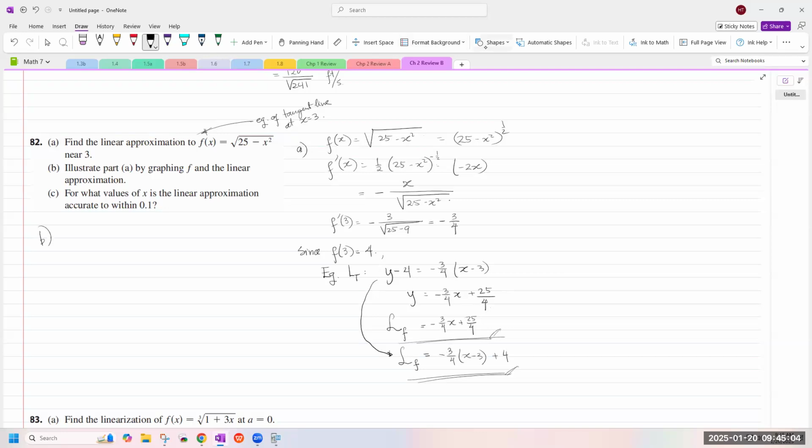Well, okay, so square root of 25 minus x squared is the positive y component of a circle with radius 5 centered at the origin. That's what it looks like, right? Now at this point x equals 3, you have a tangent line. This is the linear approximation, approximated using our tangent line.